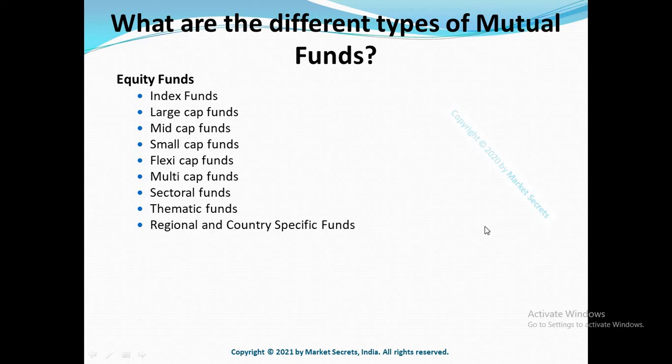Next on the list is regional and country specific funds. These funds invest in a particular region or country like USA or China. And the next item is international funds. These funds invest internationally without restriction to a specific country. The next is a gold fund, which invests in gold or gold ETFs or gold mining companies. Next is ethically or socially responsible funds. These funds do not invest in companies associated with sin products like gambling, cigarette, porn, or alcohol.